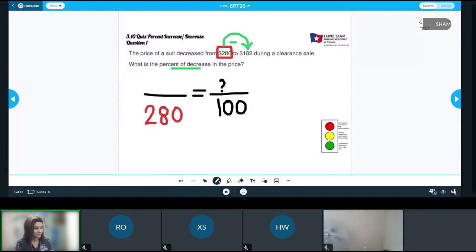Kayla, very good. Kayla says this is a 98 over 280. Excellent, Kayla.